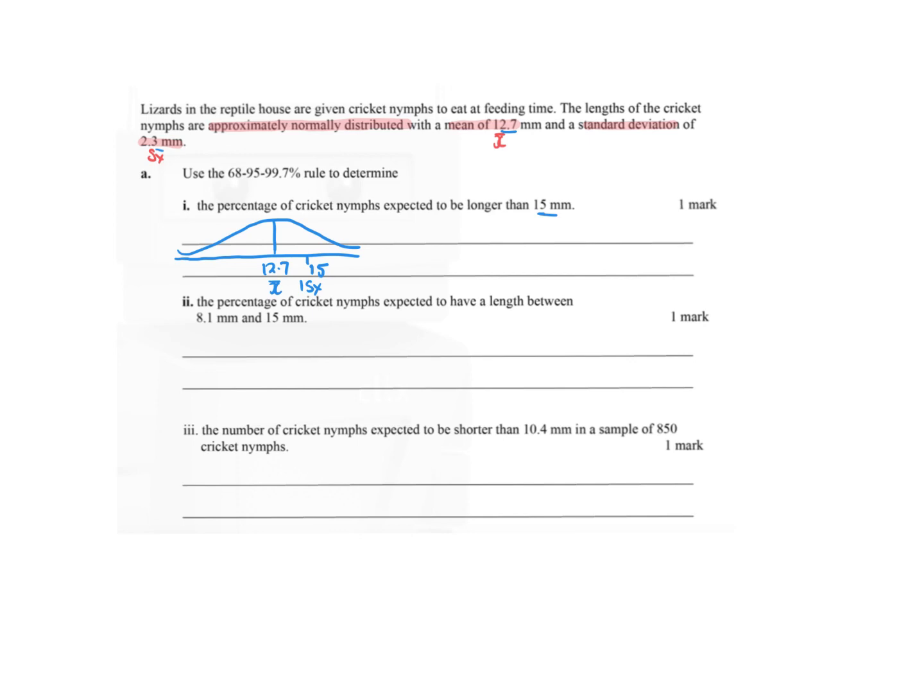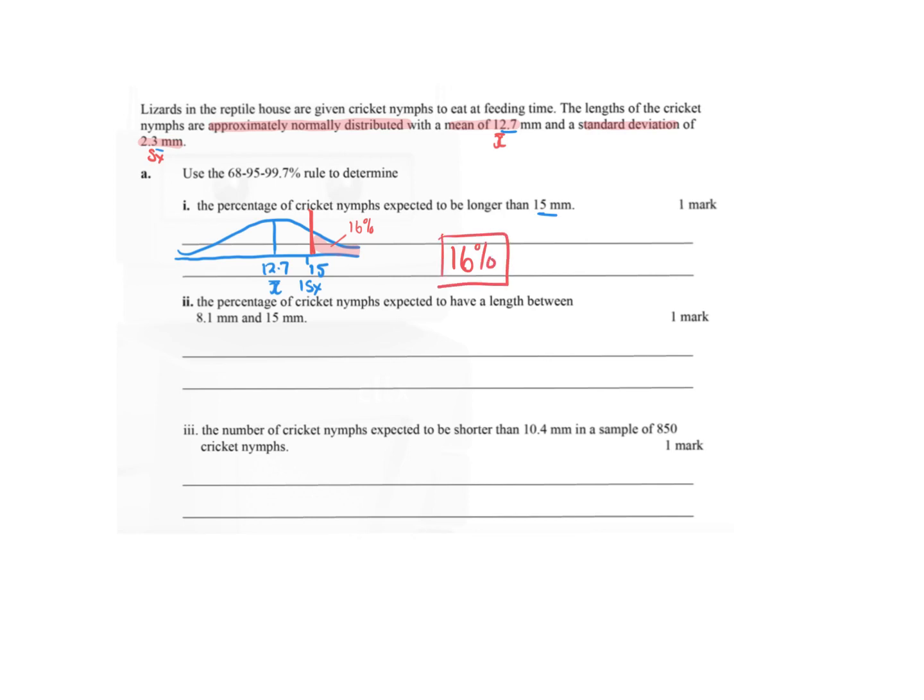The question's asking what percentage is more than that 15? So we need to know what this percentage of this pocket is. Now, because it's one standard deviation plus, we know those little pockets are 16%. So we'd say 16% are bigger than the 15 millimeters.